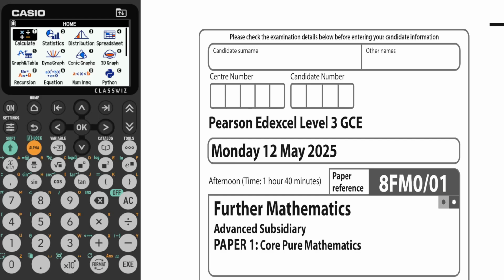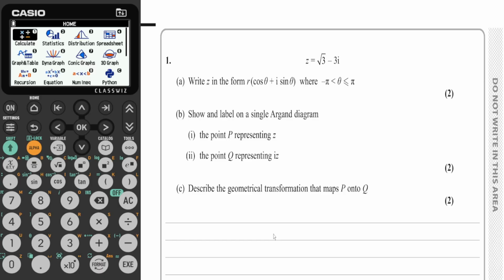This is the EdExcel AS Level Further Maths Paper 1 from the June 2025 series. Question number 1. We are given z equals root 3 subtract 3i.